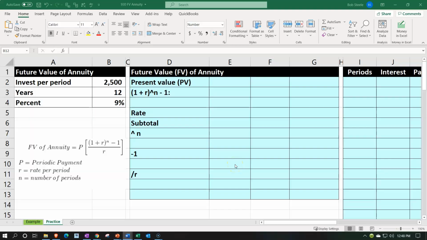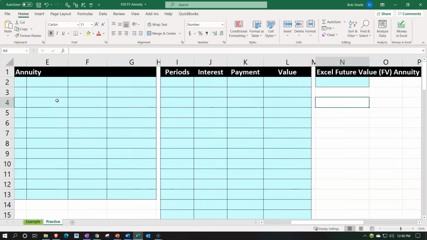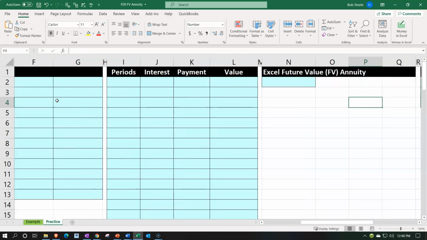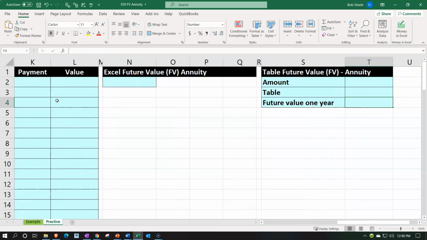If you have access to the Excel worksheet and would like to follow along, note that we are in the Practice tab as opposed to the Example tab. The Example tab, in essence, being an answer key. We're going to have our information up top. We're going to put that information into the blue areas on the right, including a mathematical formula type of format, a running balance type of format, then an Excel formula format, and then a table format.